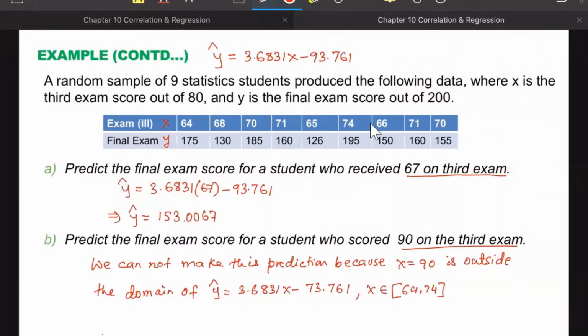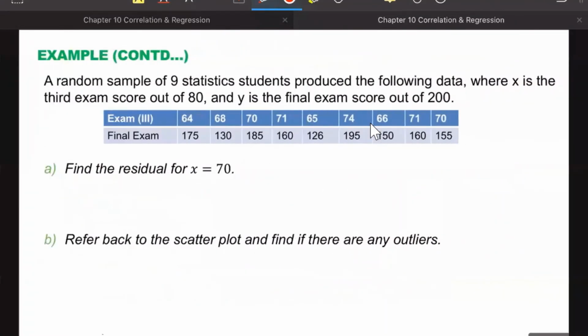We still use the same question. I'm going to write that equation on the top. We got the line of regression as y hat equal to 3.6831x minus 93.761.